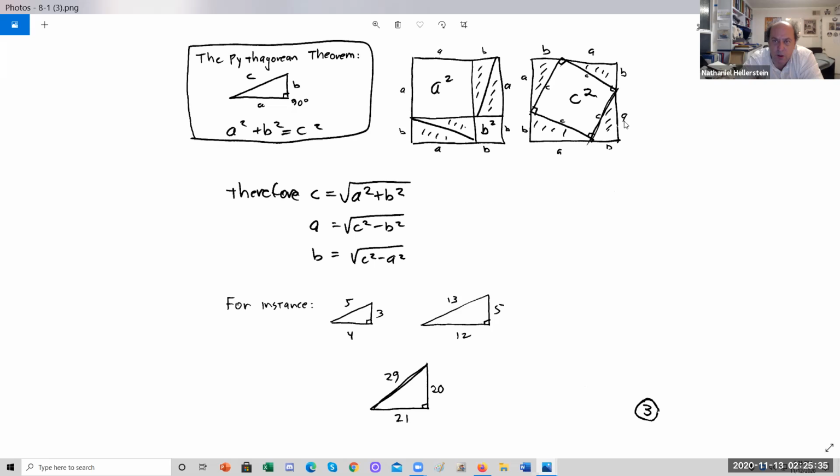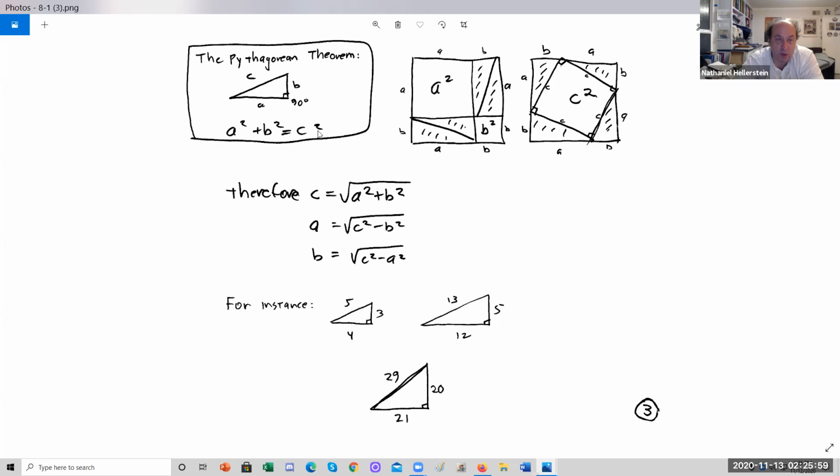Now the big squares are the same. The four triangles are the same. So the remaining square areas must be the same. And here's A squared, here's B squared, and they add up to the same area as this, C squared. A squared plus B squared equals C squared. Okay, that's a classic proof. There are more rigorous ones, but this I think does fine.